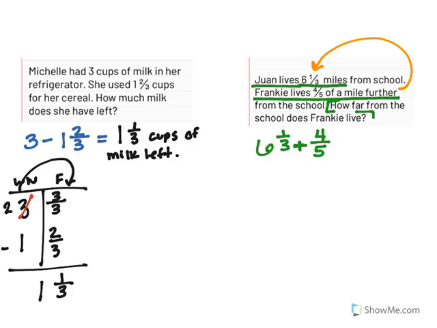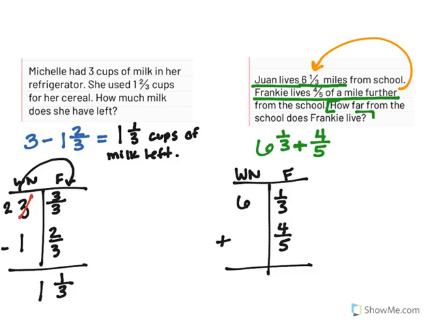So let's go ahead and set up our work. We know when we add fractions and mixed numbers, we use that t-chart. We're going to solve 6 1/3 plus 4/5. Anytime we add fractions, we check those denominators. These denominators are different. If I found the LCM, we would find the LCM to be 15. 1/3 becomes 5/15, and 4/5 becomes 12/15.